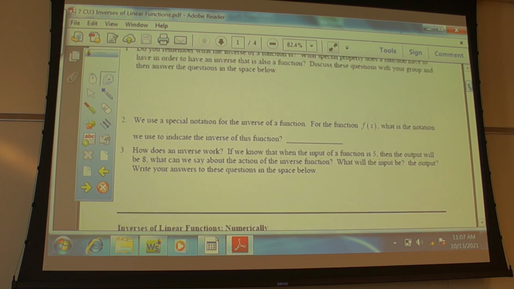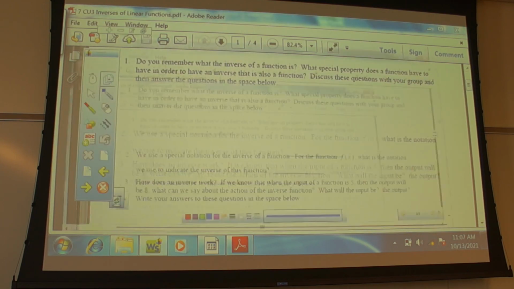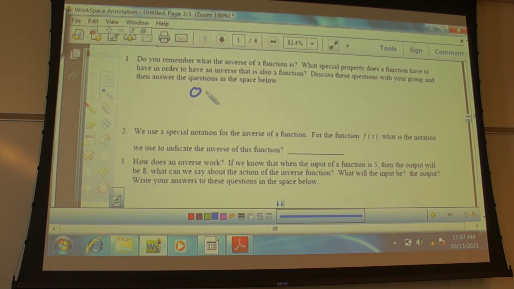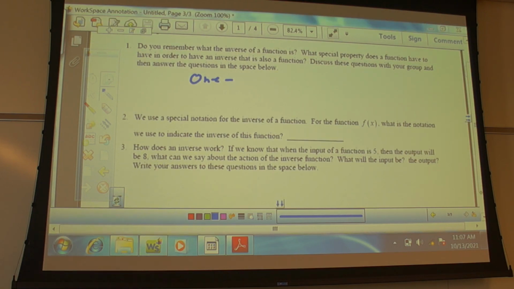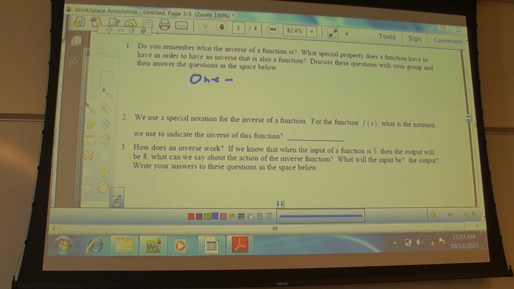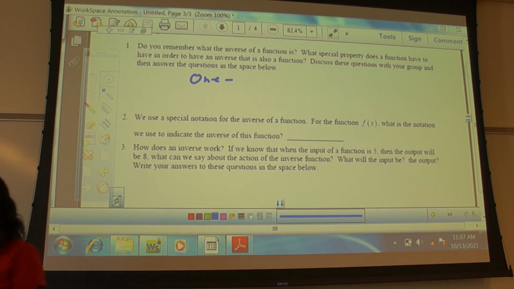Okay. There's also a special notation for the inverse of a function. Do you guys remember what that is? Why don't you take a minute and discuss with your neighbors and see if you can come up with it. So neighbor up, flip around, or you can shoot across this way too.